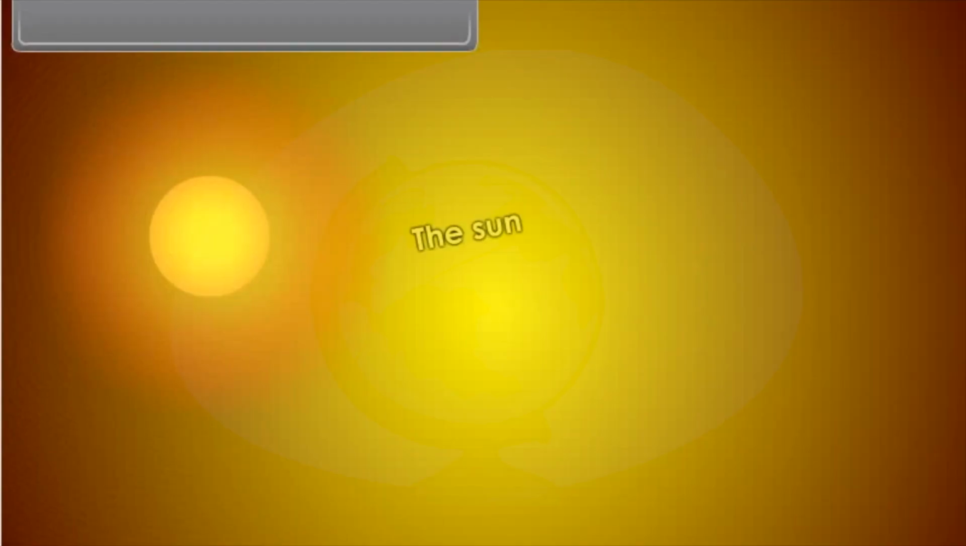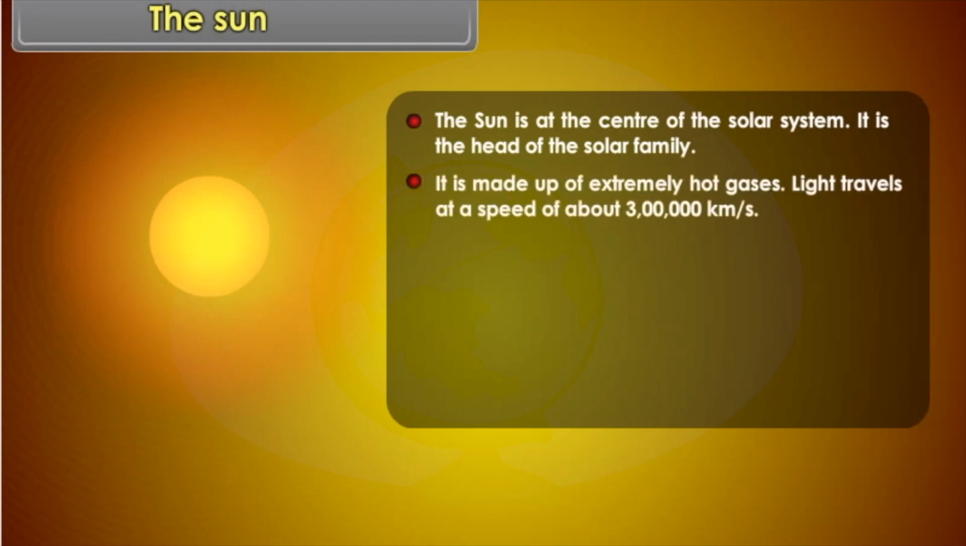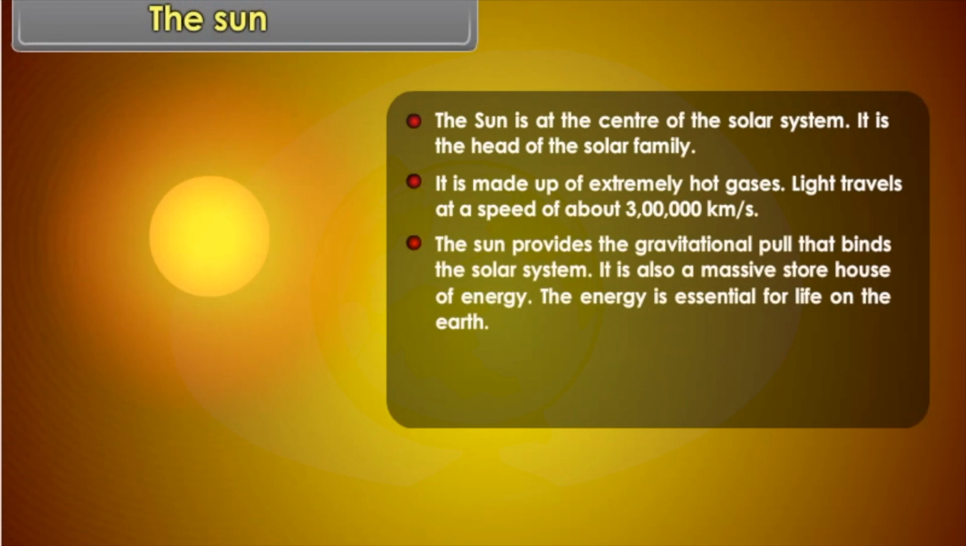The Sun. The Sun is at the center of the solar system. It is the head of the solar family. It is made up of extremely hot gases. Light travels at a speed of about 3 lakh kilometers per second. The Sun provides the gravitational pull that binds the solar system. It is also a massive storehouse of energy. The energy is essential for life on the Earth. The Sun is a star.